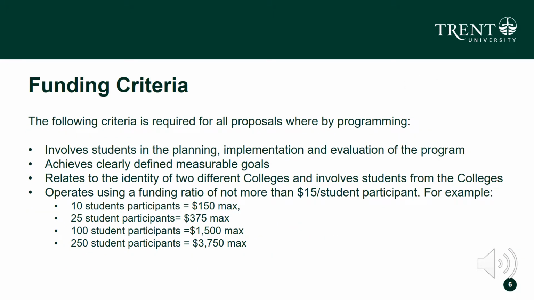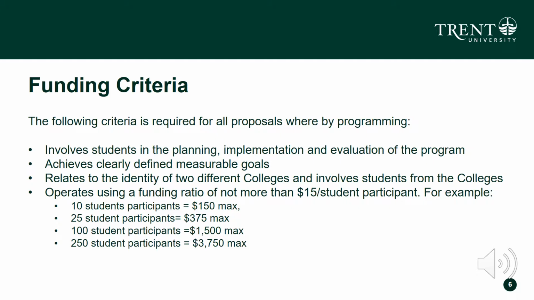In addition to our 7 funding criteria as previously discussed, your event must also meet the following criteria. Your event must involve students in the planning, implementation, and evaluation of the event. Your event must also achieve the clearly defined and measurable goals that you outlined within your proposal. Your event must relate to the identity of 2 different colleges at Trent and involve students from those colleges as either executives or participants. You can find information about the identity of our colleges at trentu.ca/college.